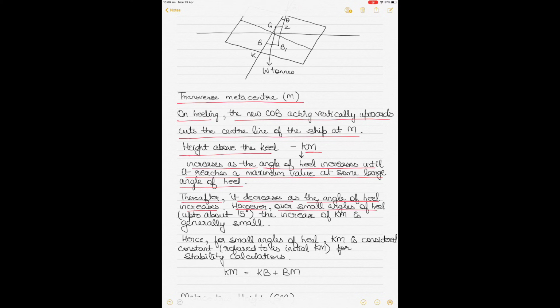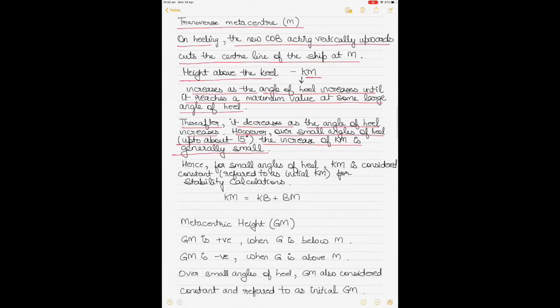However, over small angles of heel up to about 15 degrees, the increase of KM is generally very small. Hence, for small angles of heel, KM is considered constant and referred to as initial KM for stability calculations. Hence, KM becomes KB plus BM. I was referring to it as metacentric height, which is not really right. Metacentric height would be GM. So call it the transverse metacentre only, the height of the transverse metacentre from the keel. My apologies for the error. So in this case, KM becomes KB plus BM.